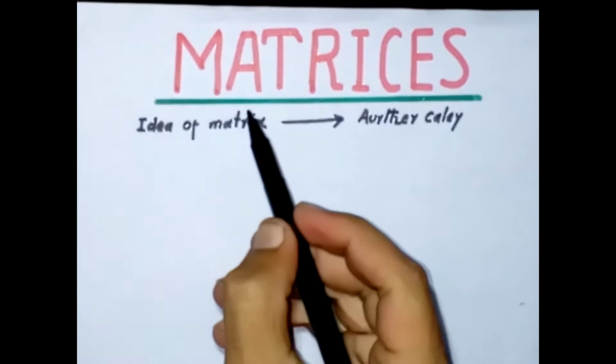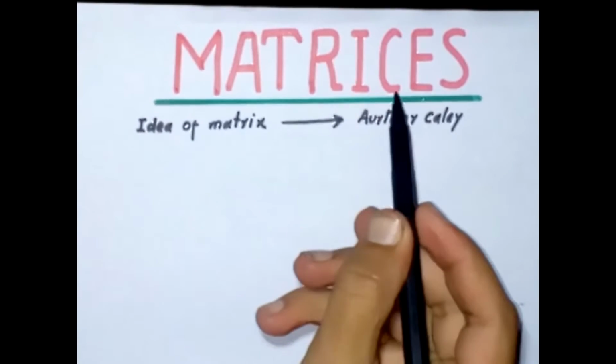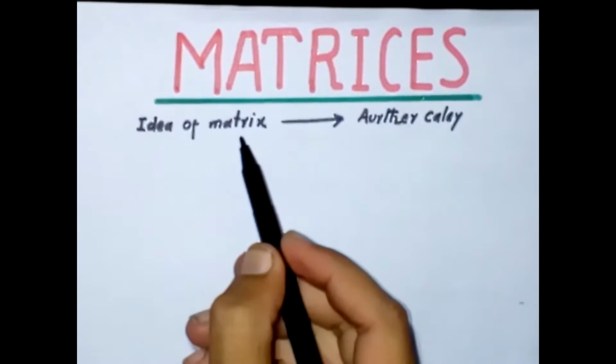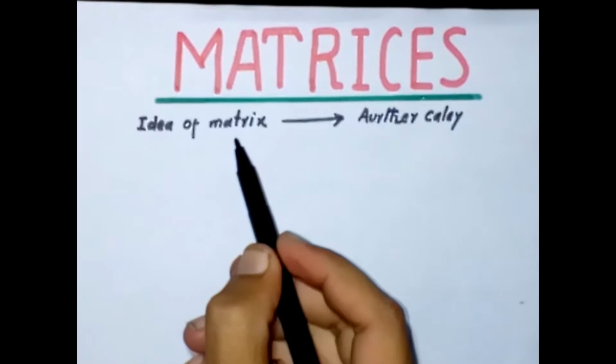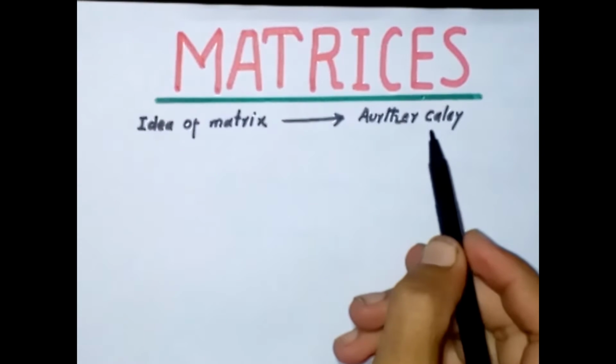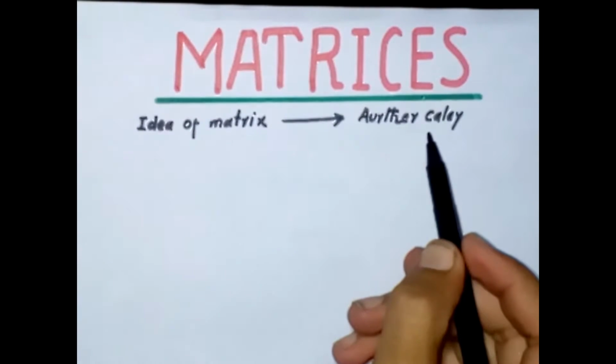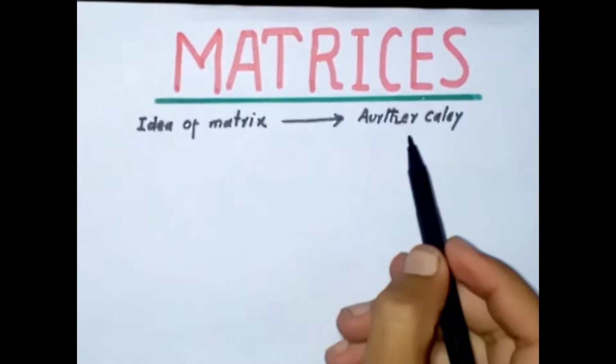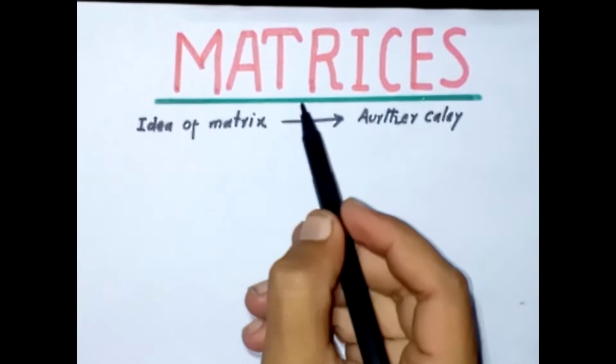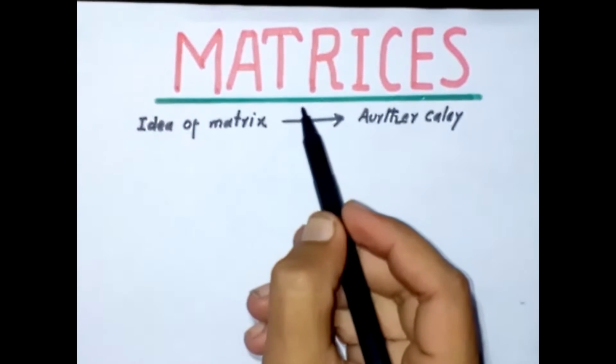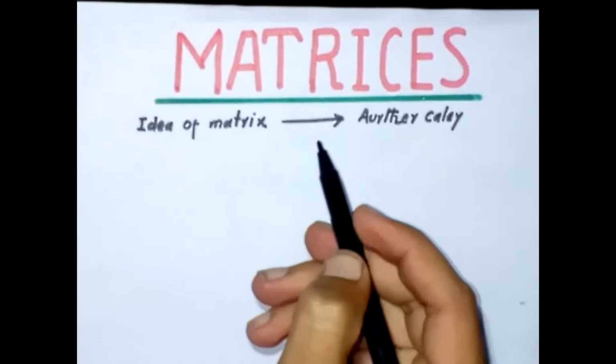In this lecture, we will focus on matrices. The idea of a matrix was introduced by Arthur Cayley in 1885. Now, what is a matrix? A matrix is an array of elements organized along horizontal and vertical lines.